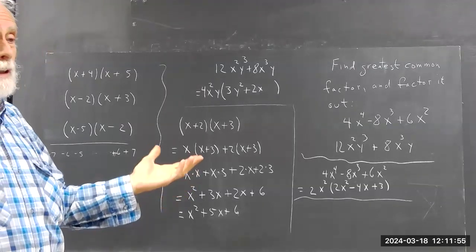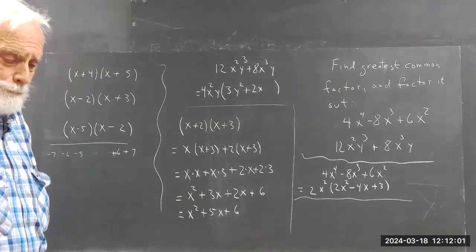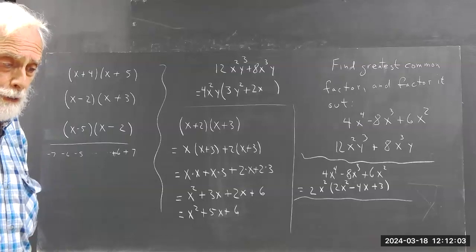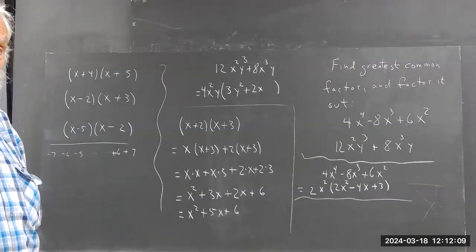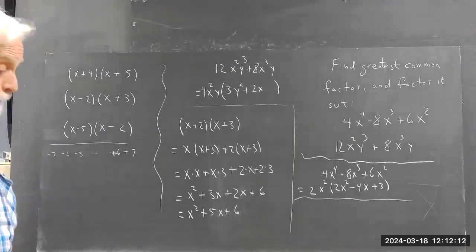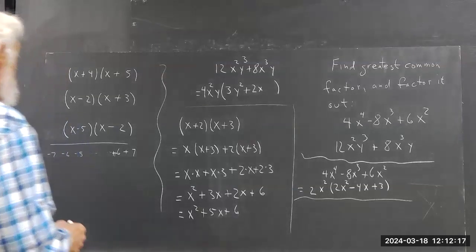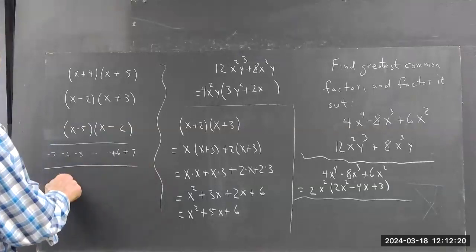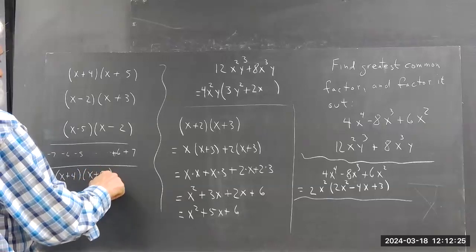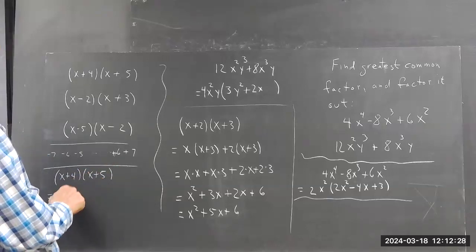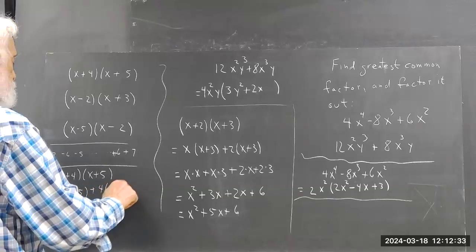I mean, when I learned this stuff, I guess it was freshman year of high school, we had like 50 problems to do. So we learned the pattern very quickly. It doesn't take long to do them. And then you can check yourself. So for example, x plus 4 times x plus 5 equals x times x plus 5 plus 4 times x plus 5.